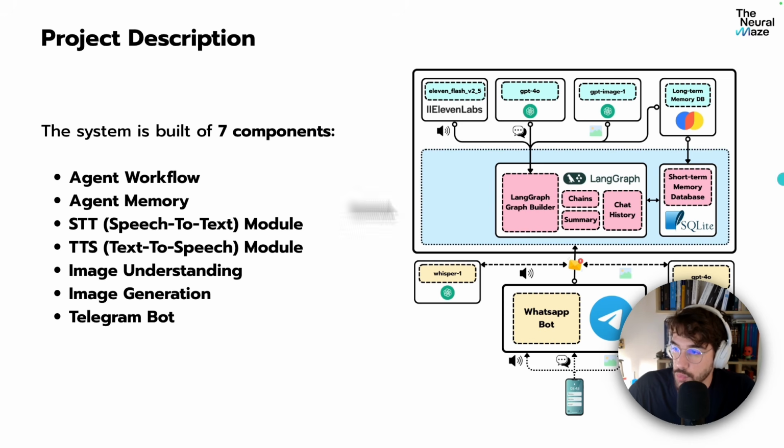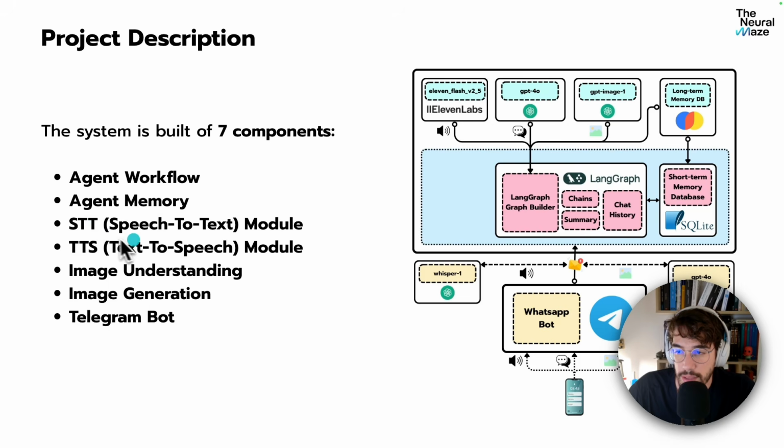First of all, we have this agent workflow that you can see in this screen that I'm highlighting. This agent workflow is the main goal of LangGraph, and it's built upon this LangGraph graph builder, a set of chains, a summary, chat history, etc. Then we have the agent memory, which, as you might recall, we have 2 types, the long-term memory and the short-term memory. The short-term memory is going to be implemented using SQLite. This is very similar to the ABA project that I built like 6 months ago, but it's an easier version, not so complex. And then for the long-term memory, we are using ChromaDB.